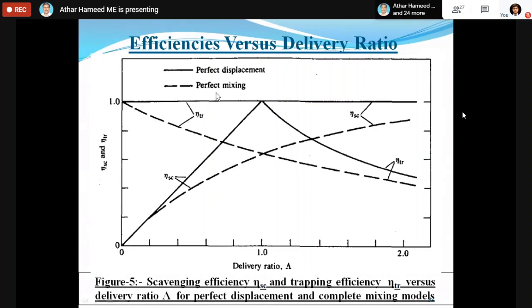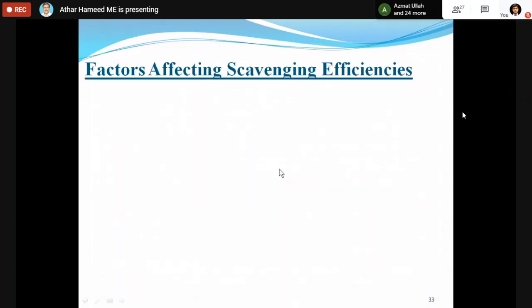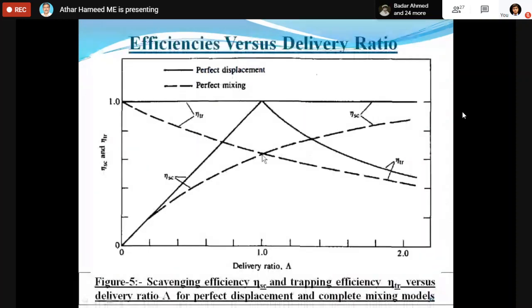Similarly, in the perfect mixing case, when scavenging efficiency follows this curve, then trapping efficiency will go down from 1 along this curve, and here both will meet at this place. So this is the graph of scavenging efficiency and trapping efficiency versus delivery ratio for the perfect displacement and complete mixing models.